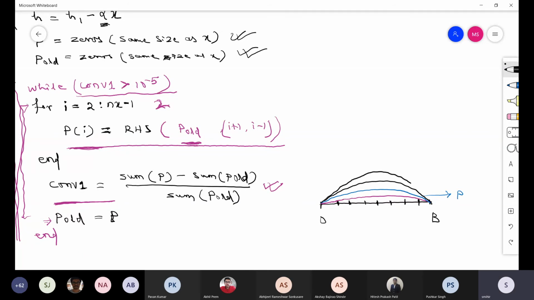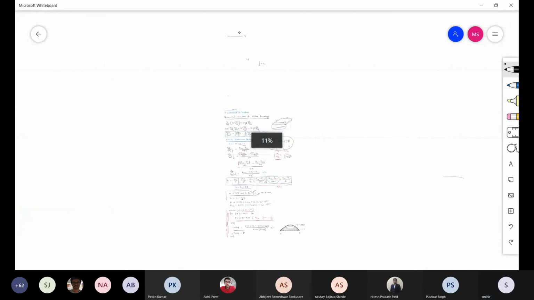At some point of time, it will not change that much. At some point of time, it will just converge. So that is called convergence. This is the convergence you are looking at.